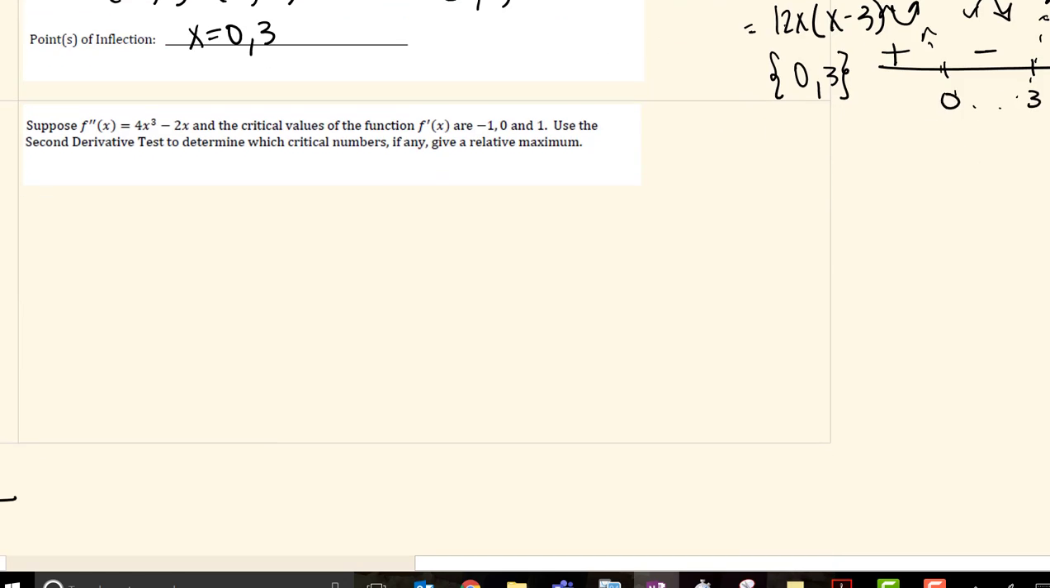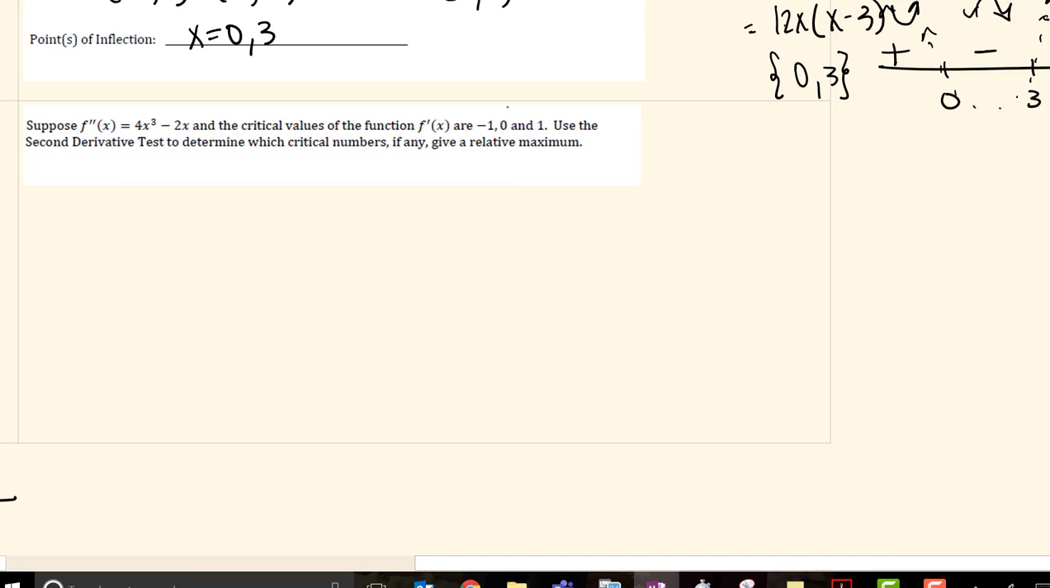Last one here. Suppose f double prime of x equals 4x cubed minus 2x, and the critical values of the function f prime of x are negative 1, 0, and 1. Use the second derivative test to determine which critical numbers, if any, give a relative maximum.